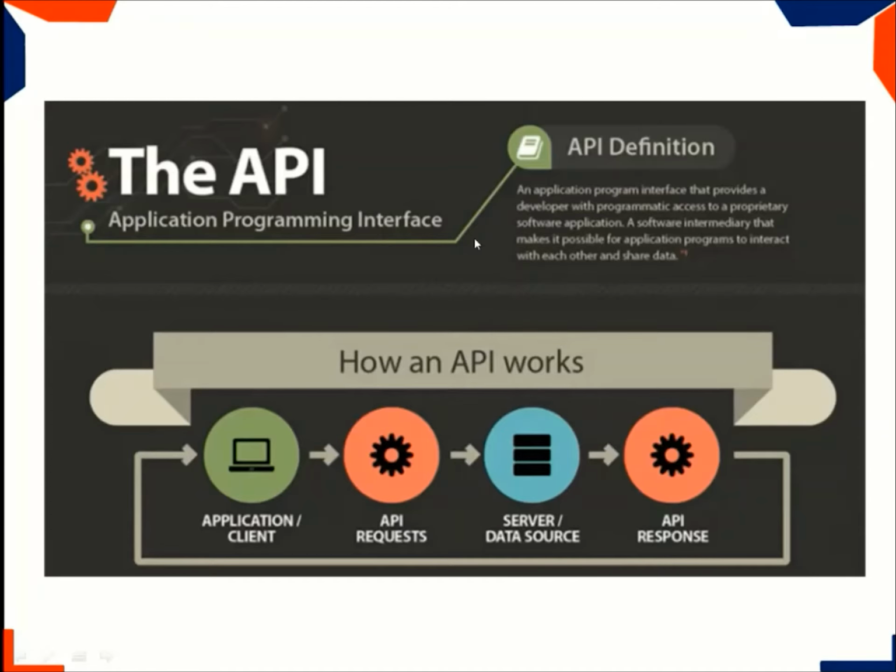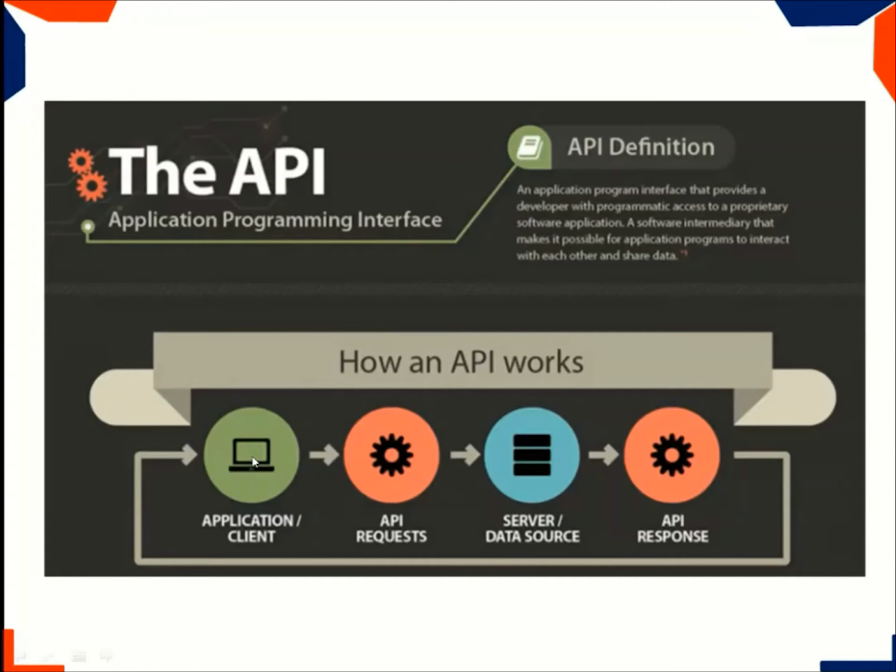An application programming interface provides any developer or data scientist with whatever programmatic access is required. Let's say this server is a proprietary software application, and from here you want some data to come to you. You will use an API to interact, and this interaction is taken care of by the API.